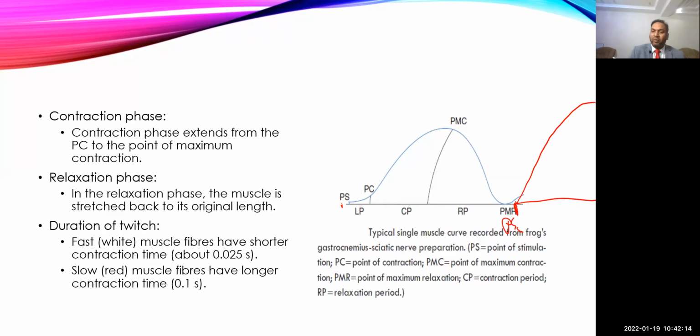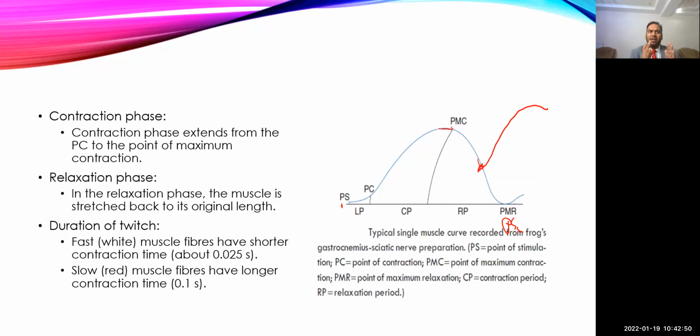Now what we'll do with the next contraction, instead of putting the second stimulus after relaxation, we'll put the second stimulus somewhere in the relaxing phase. What will happen then, the muscle will contract here, and from here it again starts contracting. So the height of contraction is higher because of the previous beneficial effect, but the muscle is not relaxed completely. Then we'll give the stimulus in the phase of maximum contraction.